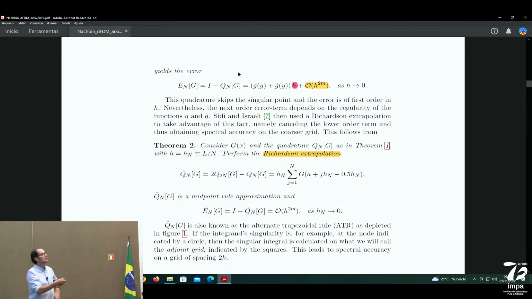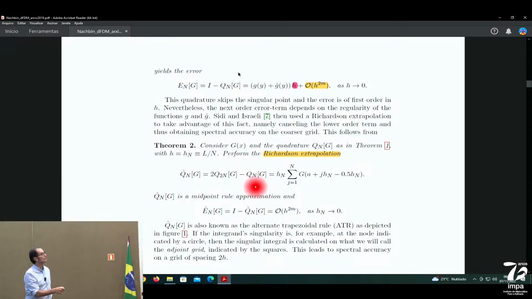I'll write it on the board. But look what Richardson extrapolation is. It's a very nice trick. You use your same method twice. That's the price you pay. If you use your same method twice with two different grid sizes, you can kill higher order terms and make your method higher order. So here, look, this is the integration formula we saw above, the Krasny type 1, where you just skip the pole.